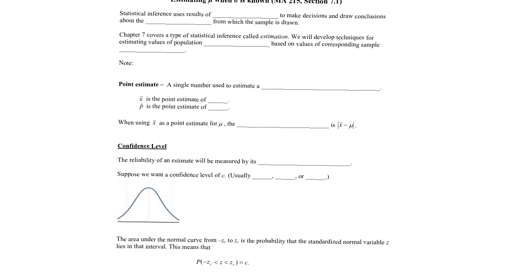Well, statistical inference uses results of samples to make decisions and draw conclusions about the population from which the sample is drawn. And chapter 7 covers a type of statistical inference called estimation. We will develop techniques for estimating values of population parameters based on values of corresponding sample statistics.